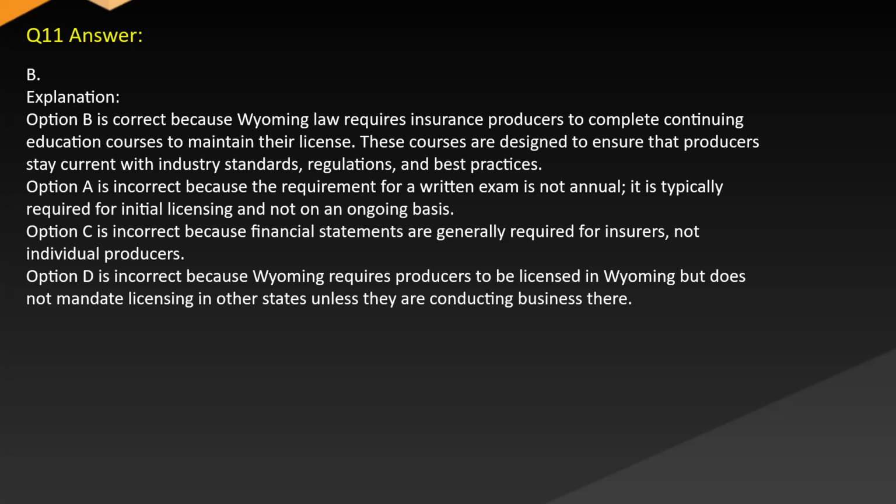Answer B. Explanation. Option B is correct because Wyoming law requires insurance producers to complete continuing education courses to maintain a license. These courses are designed to ensure that producers stay current with industry standards, regulations, and best practices. Option A is incorrect because the requirement for a written exam is not annual. It is typically required for initial licensing and not on an ongoing basis.